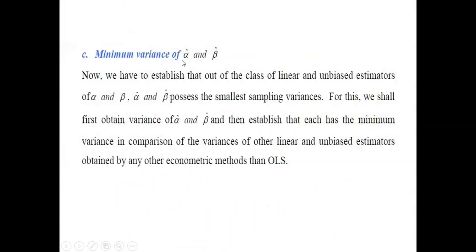Now the minimum variance of alpha hat and beta hat. We have to establish that out of the class of linear and unbiased estimators of alpha and beta, alpha hat and beta hat possess the smallest sampling variance. For this, we shall first obtain the variance of alpha hat and beta hat, then establish that each has a minimum variance in comparison to the variance of other linear unbiased estimators obtained by any econometric method other than OLS.